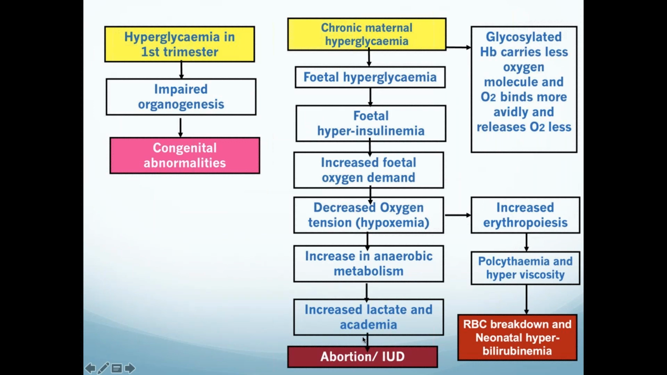The lactic acidosis is the cause for IUD, intrauterine death, and abortions. So they are at an increased risk of miscarriages in the first trimester, intrauterine deaths, and congenital abnormalities. These are all if the pregnancy in diabetes happens.